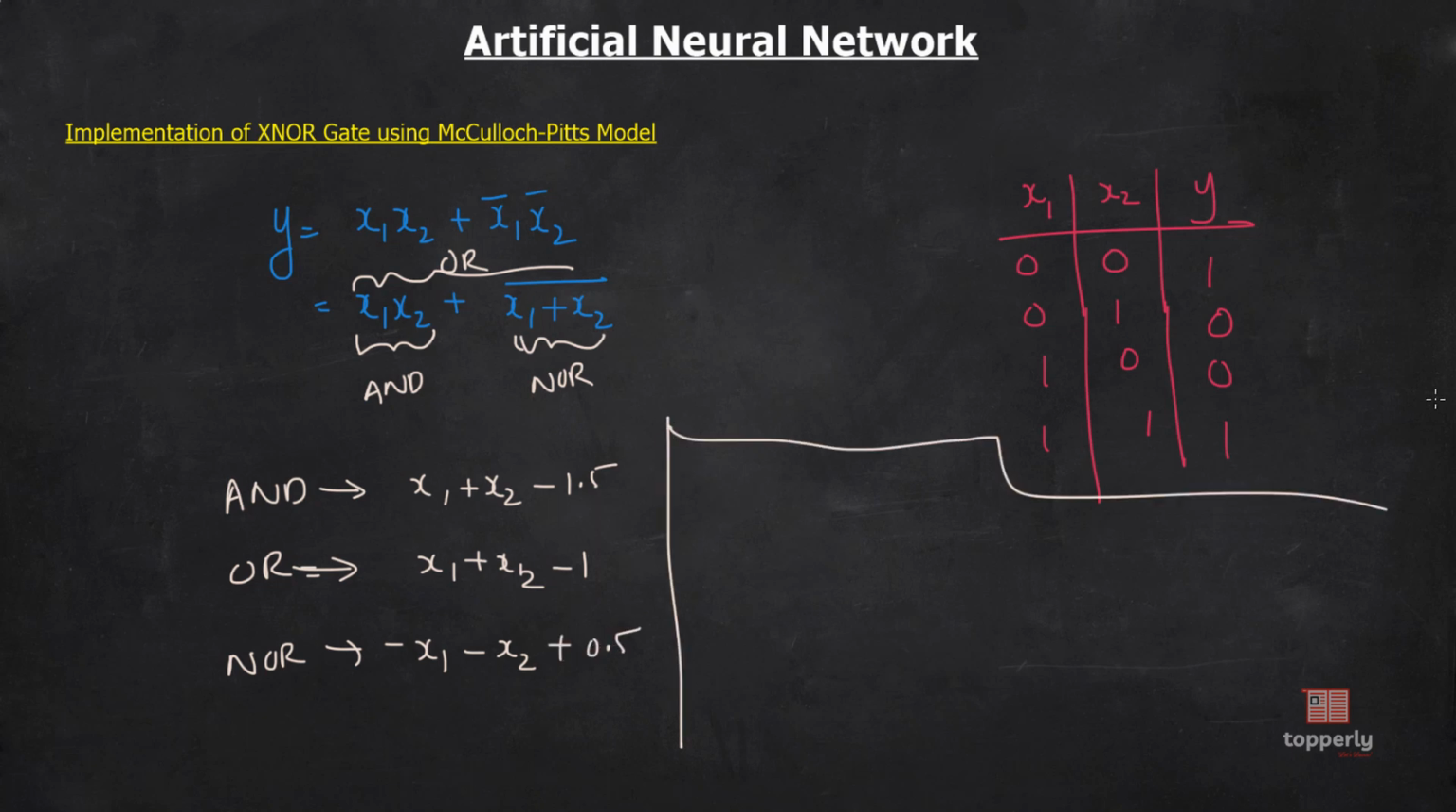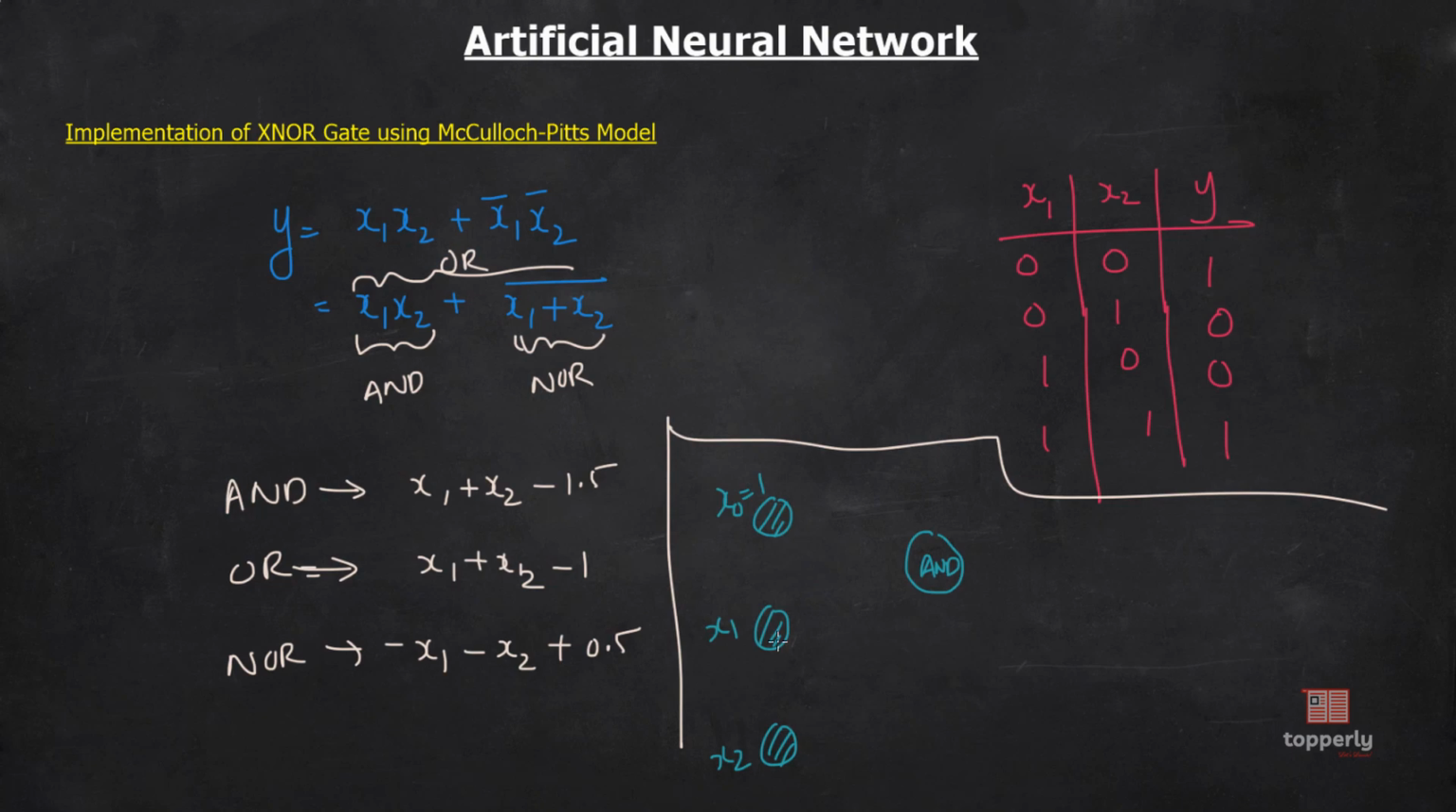Okay. So first we have the input nodes. These are the input nodes. This is x0, which is the bias. This is x1, this is x2. Then we will first implement the AND gate. Okay. So this is the linear summarizer for AND gate.